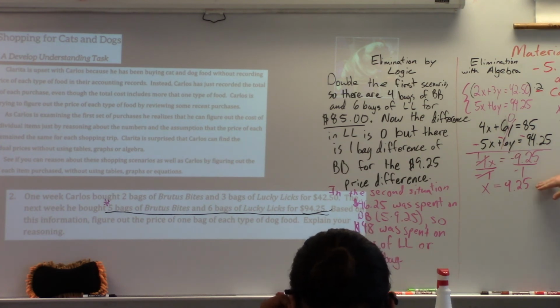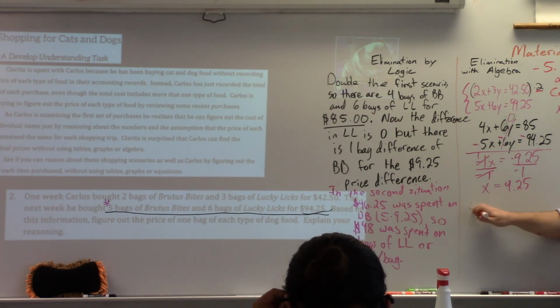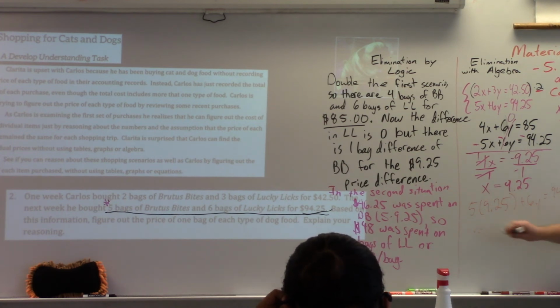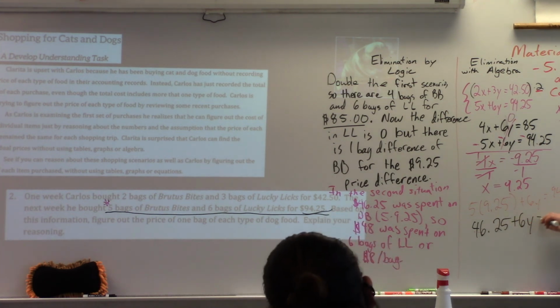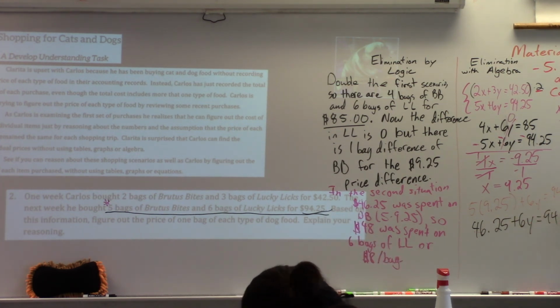So, I want you to notice though, this algebra makes this whole process easier. Notice all we did is we plugged 9.25 in, or substituted 9.25 in for x. 5 times 9.25 plus 6y is equal to 94.25. Well, that is 46.25, which we said logically, didn't we? Just to let you know, that color is pretty hard to see. Thank you. Forget that color. 46.25 plus 6y equals 94.25.